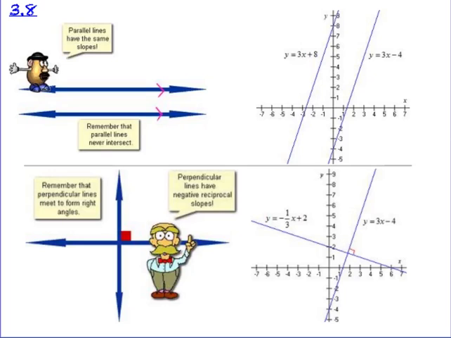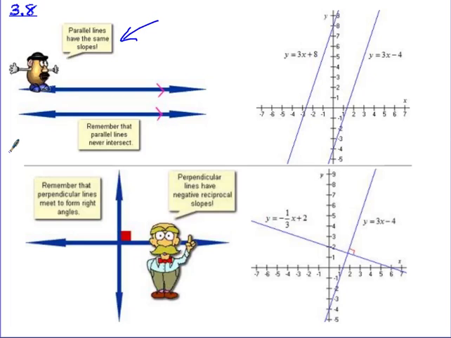Today we're doing 3.8 notes. It's all about parallel lines and perpendicular lines and their slopes. So that's why we had to review slope in section 3.7. The main thing is that you need to know parallel lines have the same slope.